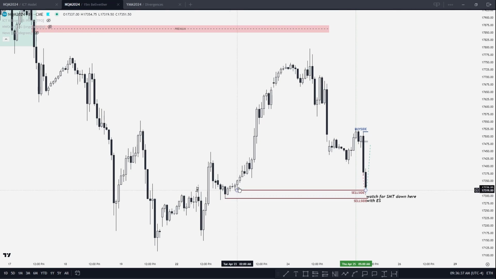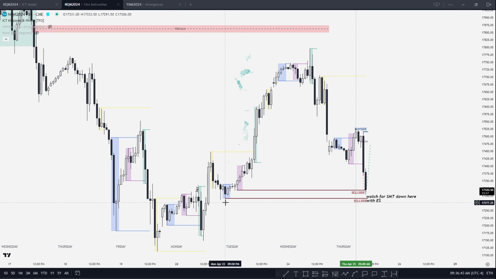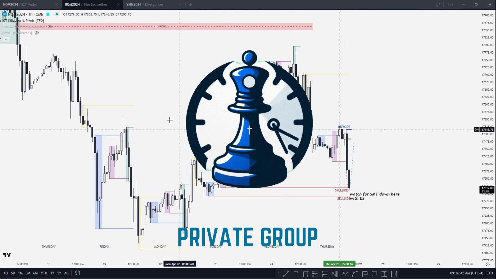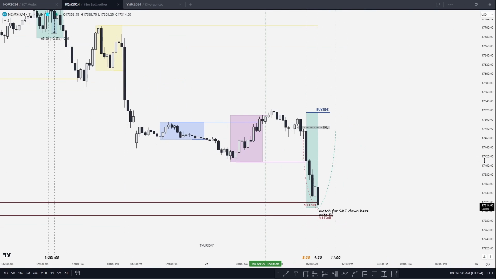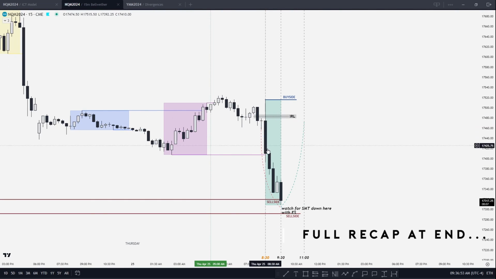So current draw was the session liquidity pools from Tuesday. We had London session low and Asian session low. Just ran out London session. I'm looking for, preferably, if we can go from Sellside to premium. We've got premium arrays in the 15-minute chart. This is also in premium.